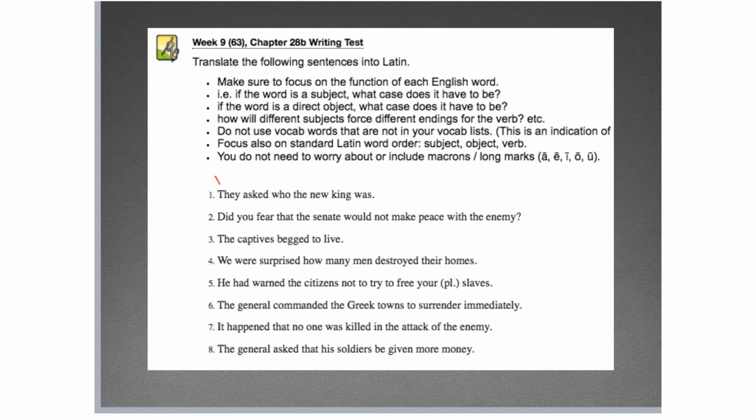So they asked, rogaverant. This is my verb of asking, so I'm in an indirect question. Who, quis, rex, nos. Now I need a subjunctive verb: esset. All right, and here's my indirect question.